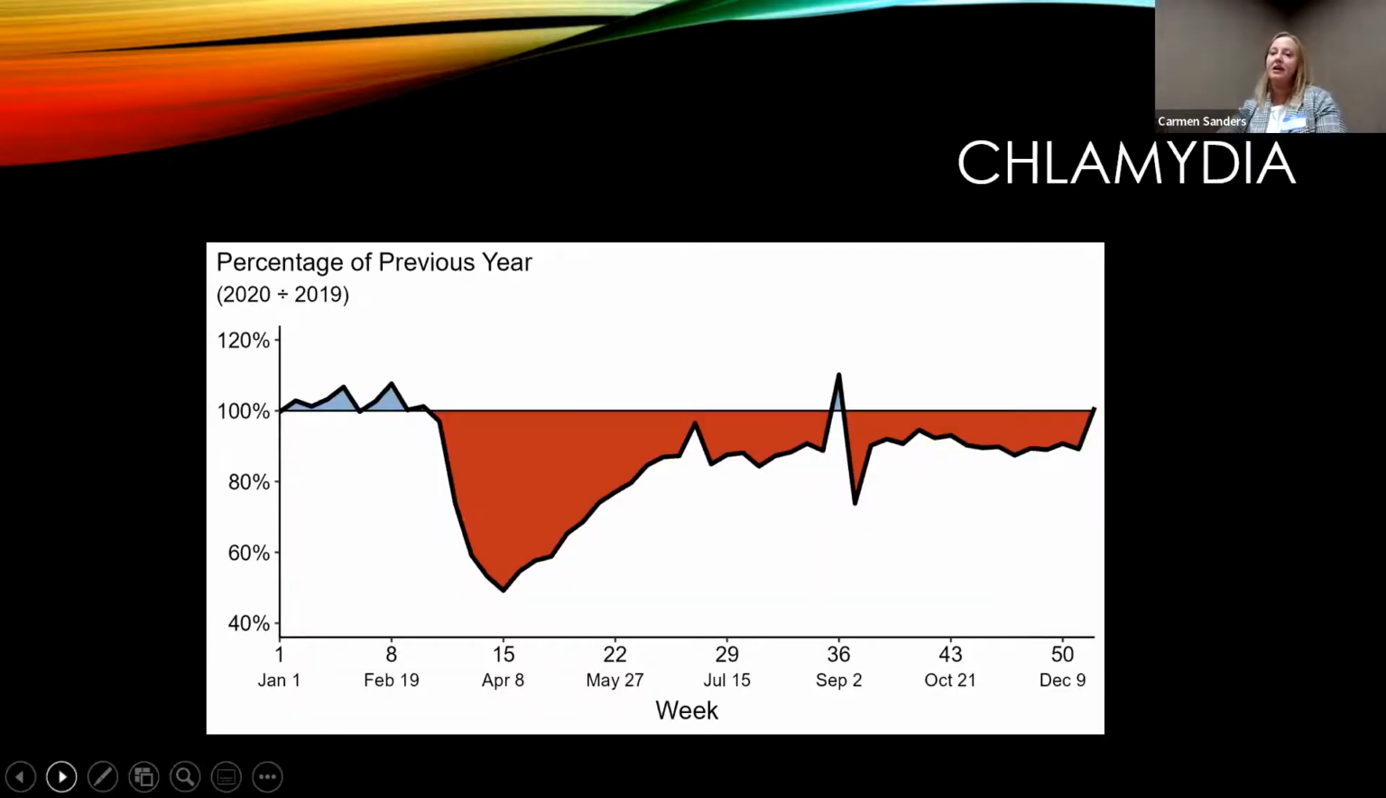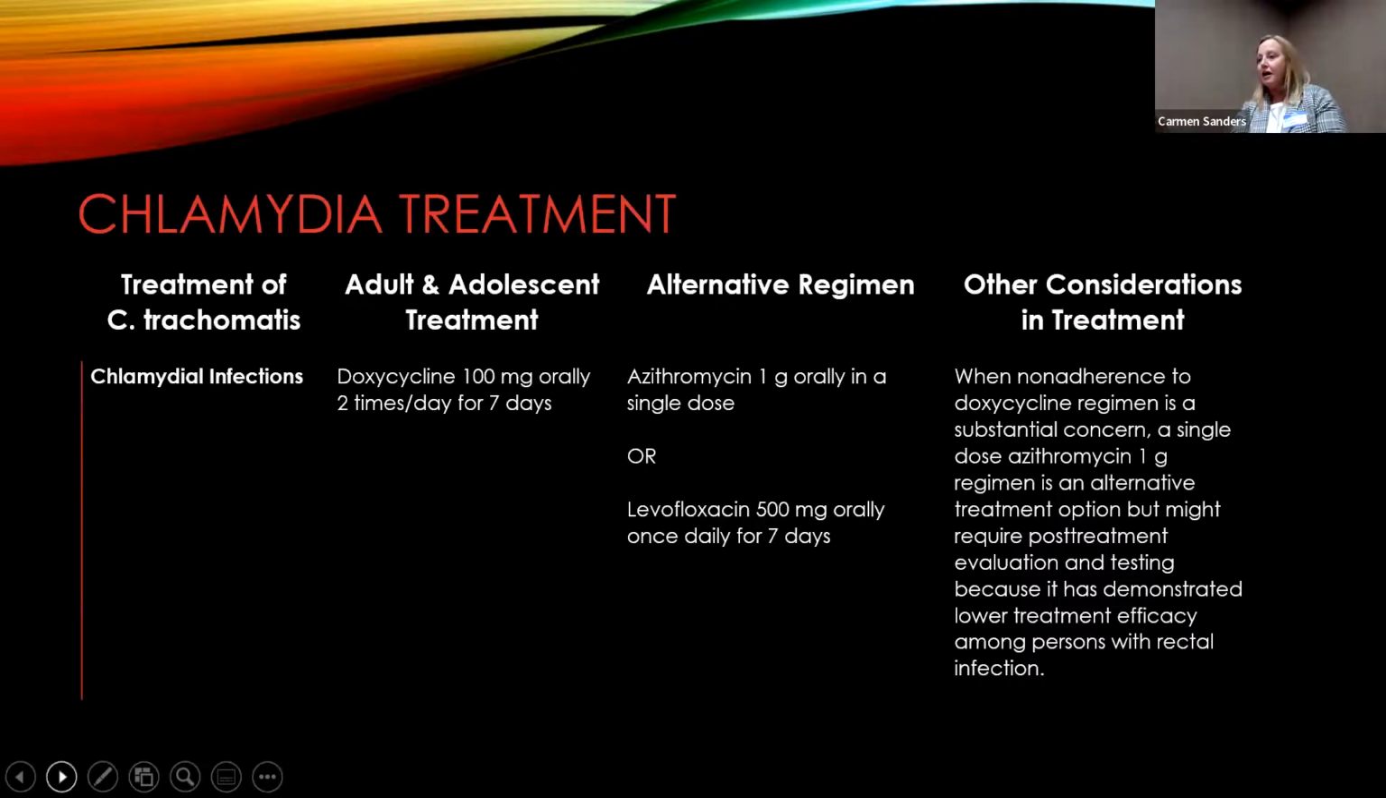Like I said, in 2020, chlamydia did not increase over the previous year's numbers, so that was kind of encouraging to see. Next slide. Chlamydia treatment, uncomplicated ones. Adult and adolescent treatment is Doxycycline, 100 milligrams twice a day for 7 days. In our clinics and our ERs, a lot of the times my physicians will go to the gram of azithromycin one-time dose because we have such little compliance with these treatments.